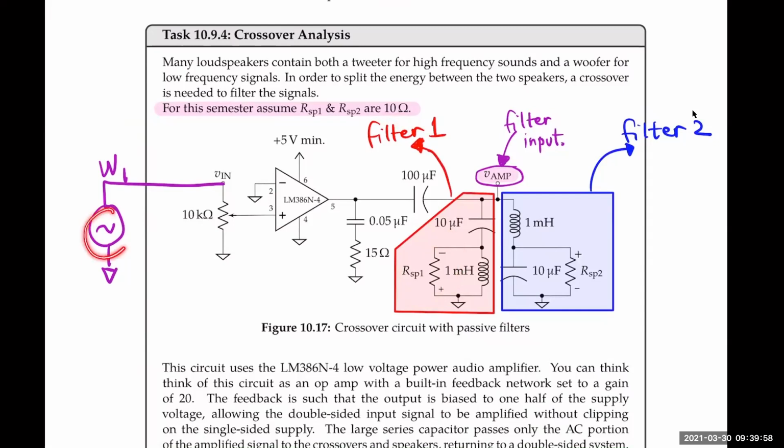The input signal will still be applied at Vin over here. But when you're measuring the filter response, you need to measure the ratio of the output of the filter, measured at the resistors, to the input of the filter, which will be measured at this node labeled Vamp. That's because the input of the filter is in fact at this node and not all the way out front.